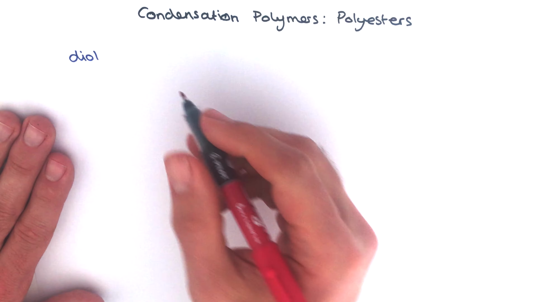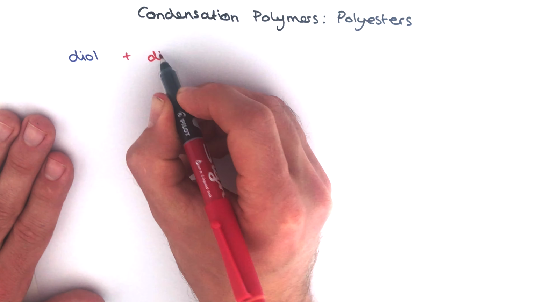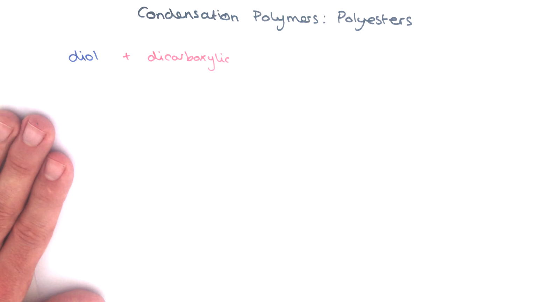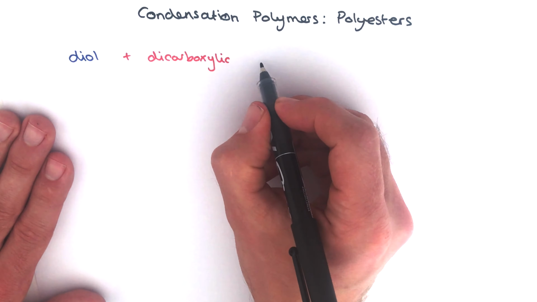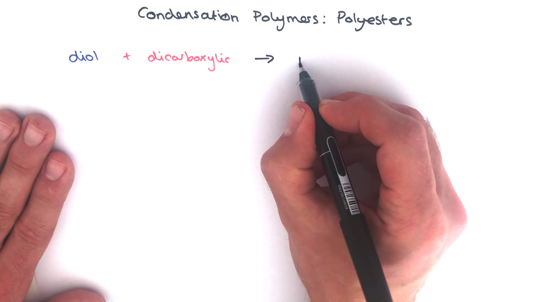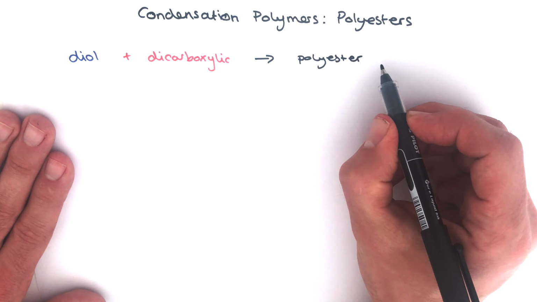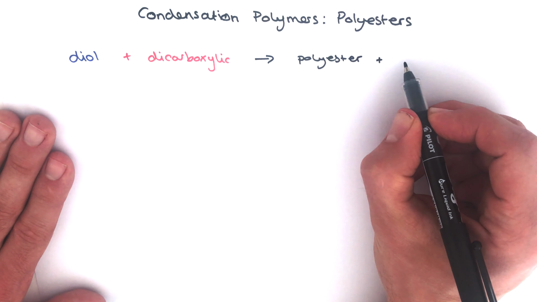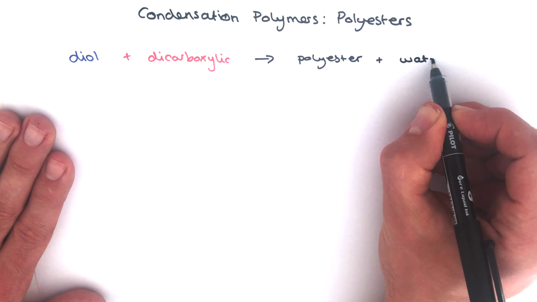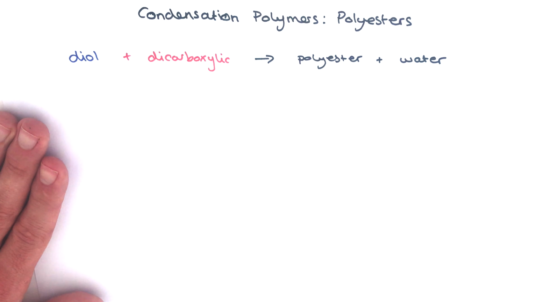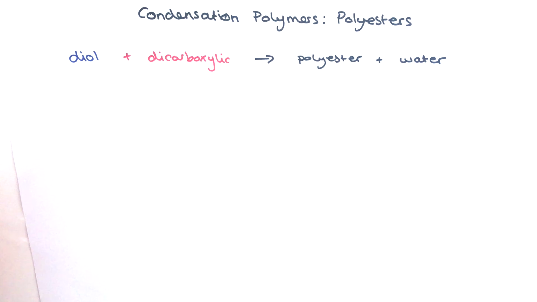You'll need a dicarboxylic acid as well. So you need two carboxylic acid groups. And your product is going to be a polyester. And again, the other difference with addition polymerization is you get one waste product as well. So you get water being produced from this reaction. Let's have a look at a couple of examples to see what it looks like when you're drawing polyesters.